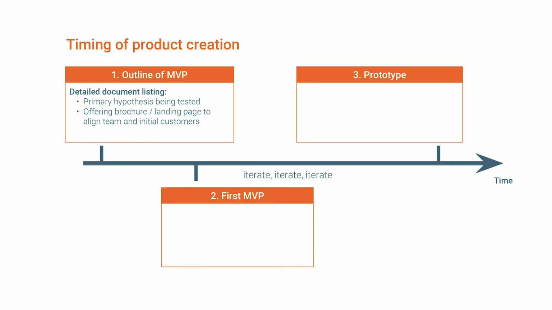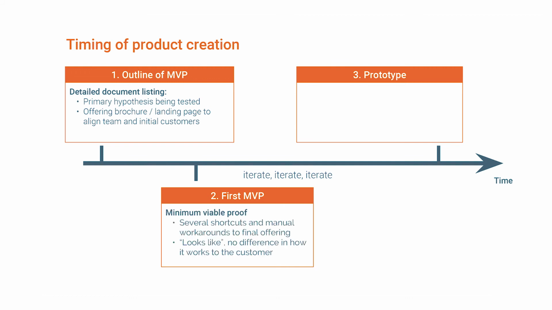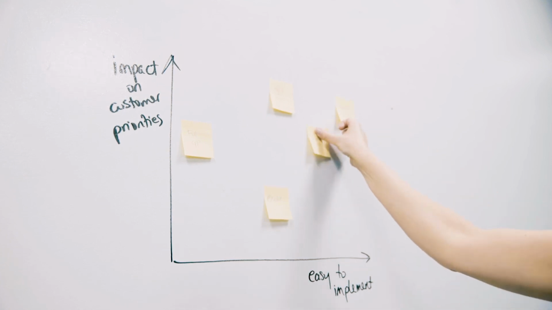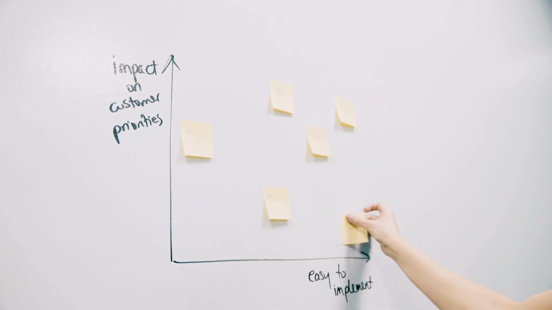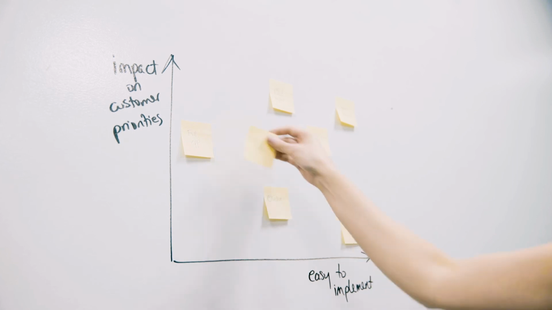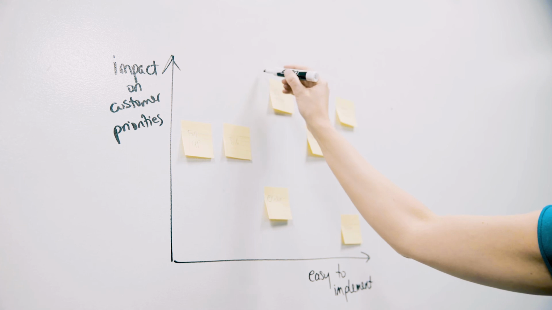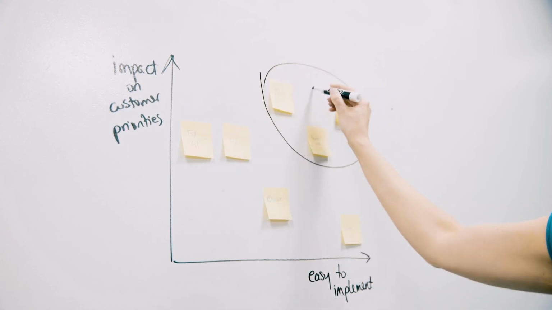Next, you'll map the 3 phases of developing your offering. First, sketch an outline of your product or map the flow of a service. Next, develop your MVP, using manual workarounds like emails instead of building out a full e-commerce platform. A tool to choose which features to implement will be to chart those potential features on a matrix of how easy they are to implement and their impact on the customer priorities. Then, choose just a few in the top right.